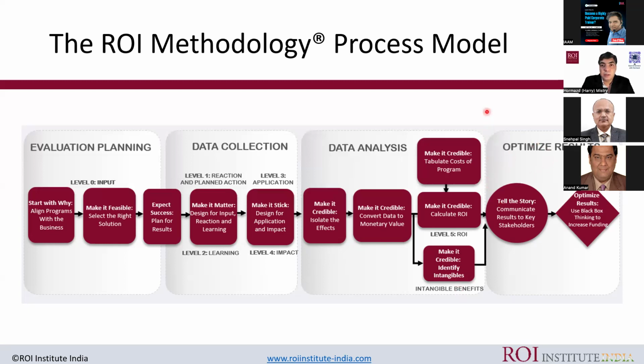Now, our process doesn't end here once we've done calculating. We also ensure that we communicate the results to key stakeholders. Okay? And we also recommend using something called black box thinking to increase funding for future programs or projects. Black box thinking comes from a design thinking principle, which recommends that you track every single activity that you have done, and track all the data in a central place so that you can use it for future purposes, for your future programs, projects, or even to get more funding for this particular program if it needs to be implemented again.